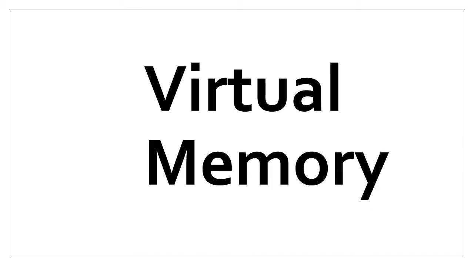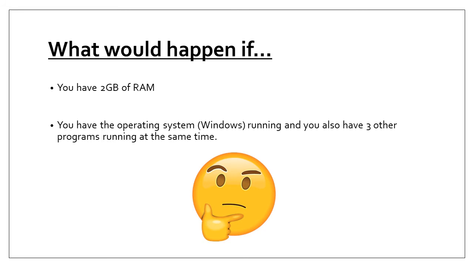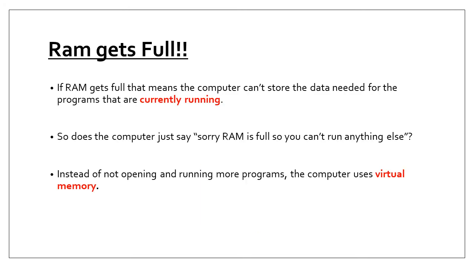Right, the last thing we're going to look at today, virtual memory. So if you've got 2 gig of RAM in your computer, which would be like a fairly old laptop, and you've got Windows running already, obviously that's how you know the computer's on, and you've got 3 programs running at the same time. What happens when the RAM gets full? If the RAM gets full, that means the computer cannot store any more data needed in there for the programs currently running. So rather than the computer just saying, look, the RAM's full, can't do any more, Windows and other operating systems like the Linux we looked at in the past, they use something called virtual memory.